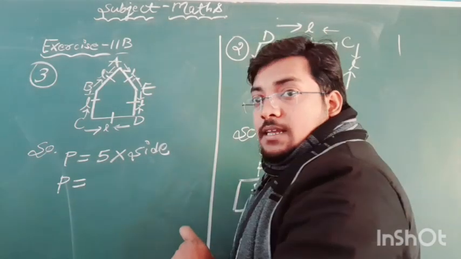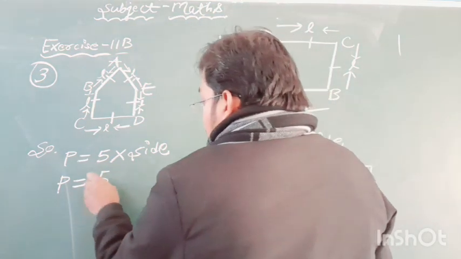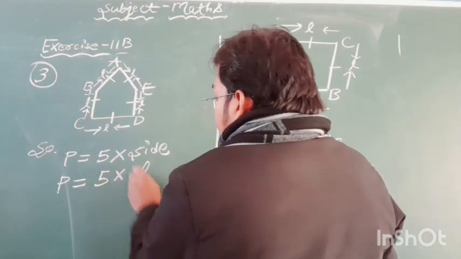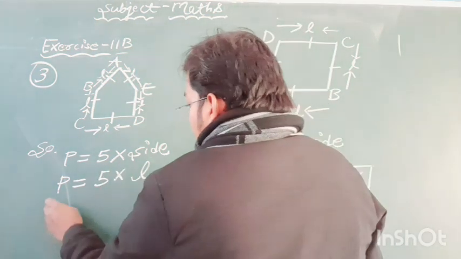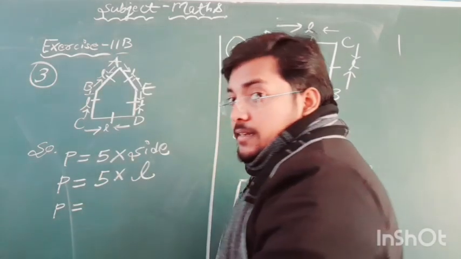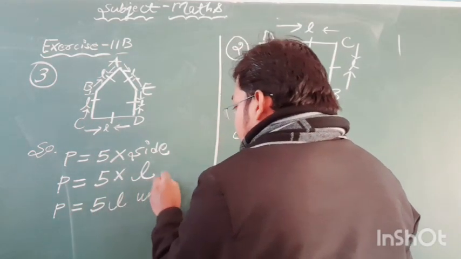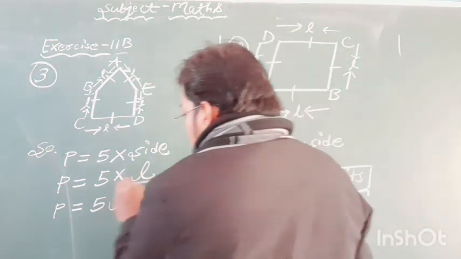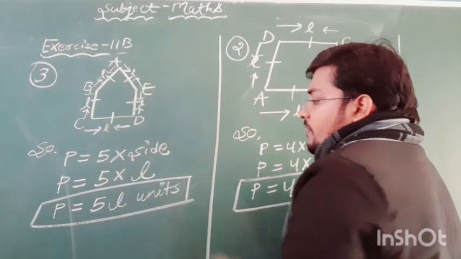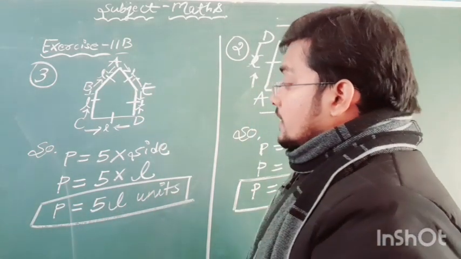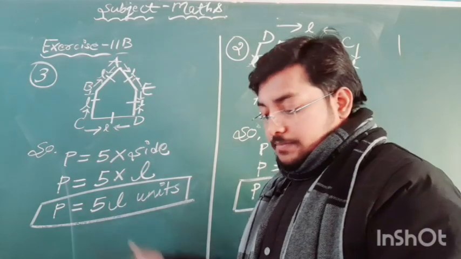So the perimeter of a regular pentagon is 5 into side, and we know that side is L, therefore 5 into L, and the product of 5 and L is 5L units. So the perimeter of a regular pentagon is 5L.